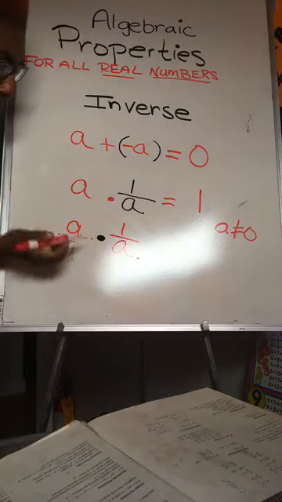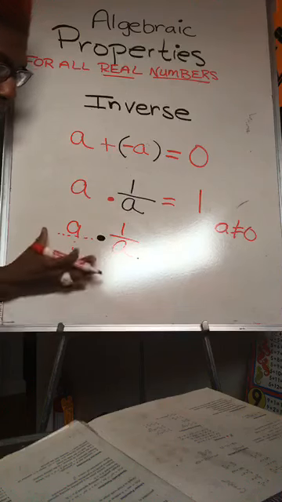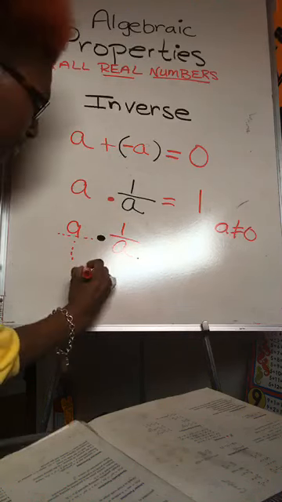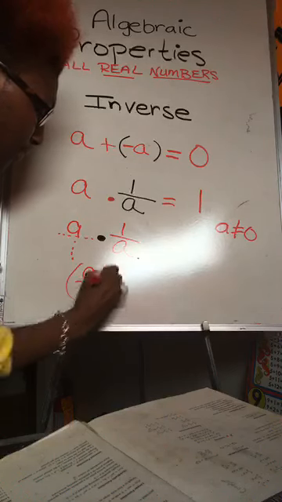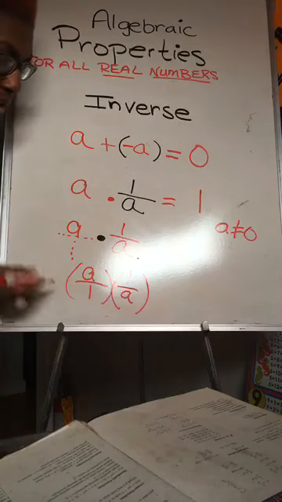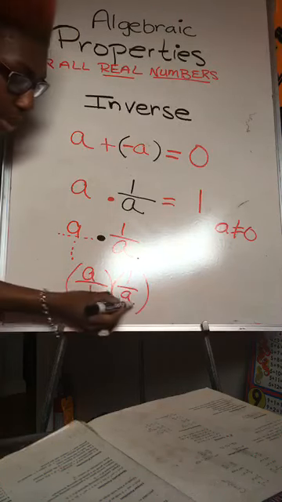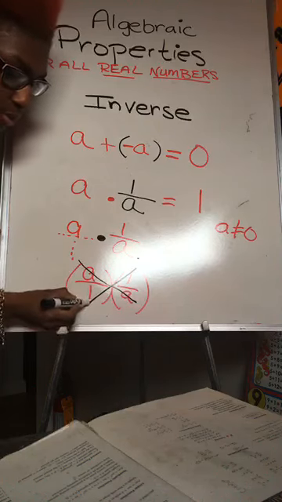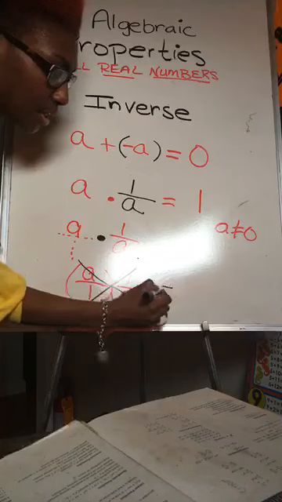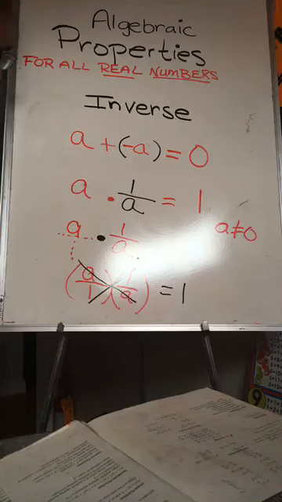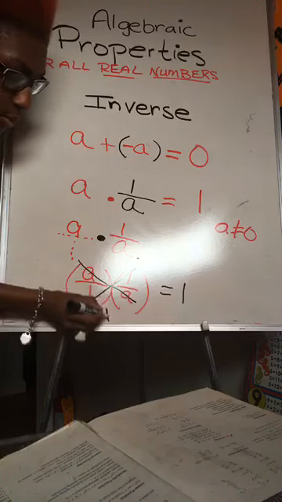Okay, if I write it like this, you can see the inverse, the reciprocal of it. But I'm going to write it like this. A and 1 over A. That's still saying the same thing as multiplication. So if I want to cancel, I can say A cancels with A and 1 cancels with 1. That's why it's equal to 1, because 1 times 1 is just 1. All right? So this equals 1.